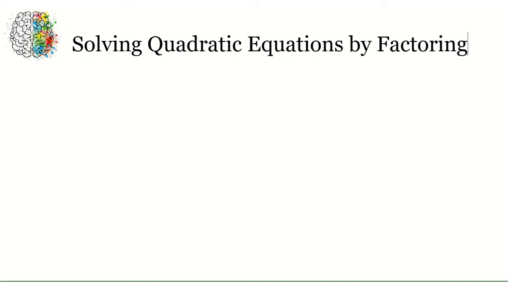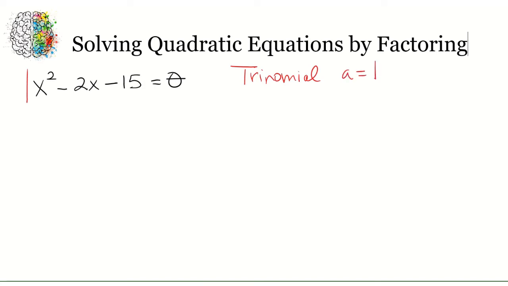In our third example, let's say we are given x squared minus 2x minus 15 equals 0. So with this equation, we notice that we have a trinomial where a equals 1. So we have an imaginary 1 right here. So this is a trinomial where a equals 1. And I have a tutorial video on how to factor trinomials when a equals 1.